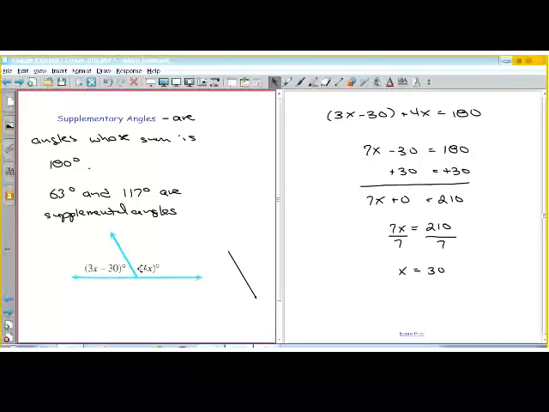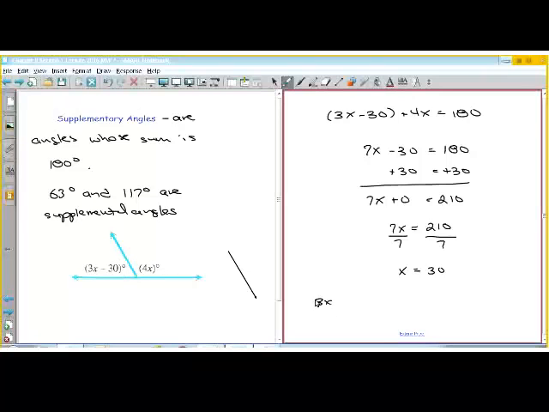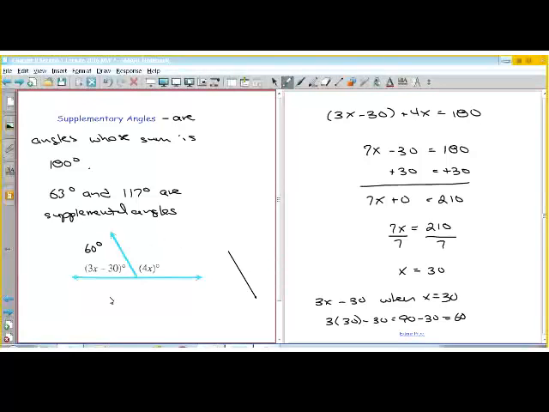The answer is either 3x minus 30, well, actually, we do have two angles here, so we have to calculate both of them. They're not equal to each other, so we have to do both of them. So this angle is going to be 3x minus 30 when x equals 30. So we get 3 times 30 minus 30, which is 90 minus 30, which is 60. So this angle is 60 degrees.